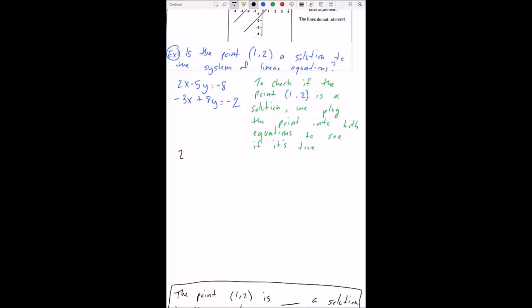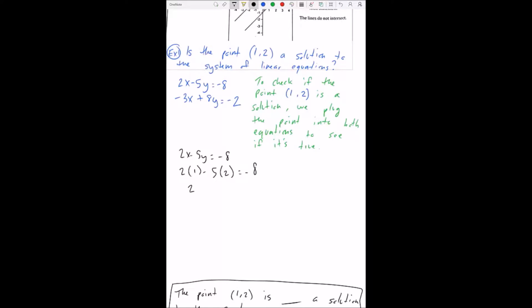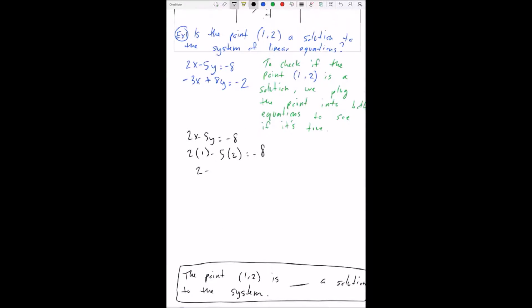So our first one is 2x minus 5y equals negative 8. Our x is 1 and our y is 2, so we plug them in. We have 2 times 1 minus 5 times 2 equals negative 8. Using our order of operations, 2 times 1 is 2, negative 5 times 2 is negative 10, and 2 minus 10 is indeed negative 8.